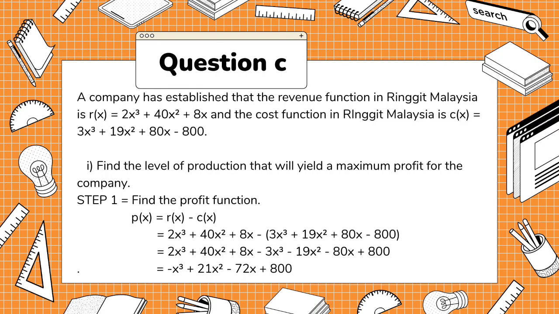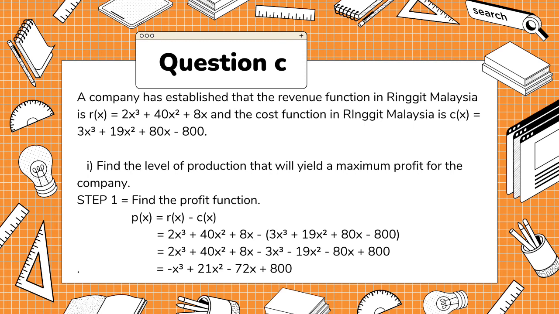Let's move on to the next question. Question C. A company has established that the revenue function in Ringgit Malaysia is 2x cubed plus 40x squared plus 8x and the cost function in Ringgit Malaysia is 3x cubed plus 19x squared plus 80x minus 800. Question 1 asks, find the level of production that will yield a maximum profit for the company.